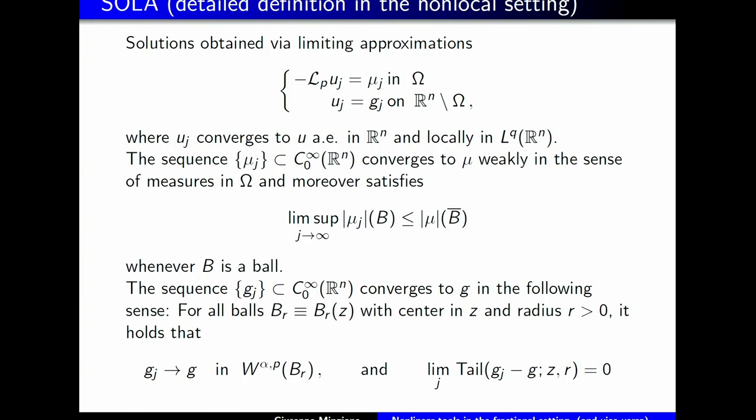You can also completely forget about this slide, because I'm just giving you the definition of solutions to measure data problems. Essentially, you have now the p-Laplacian type operator on the left-hand side, you want to solve with a μ, and you do it with approximation. This is what you classically do in the local case. In the local case, when you have a measure data problem like this one, the classical issue is very simple. You can first define very weak solutions or distributional solutions.